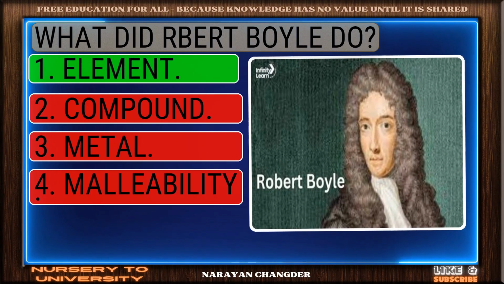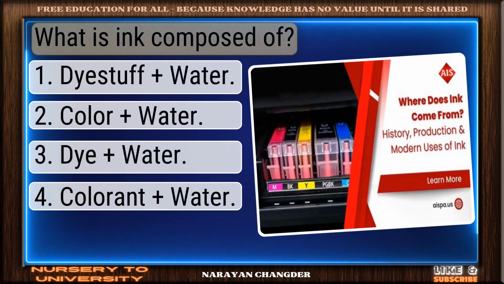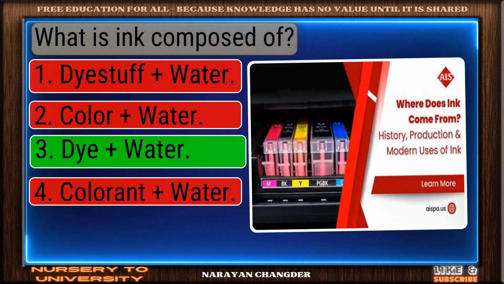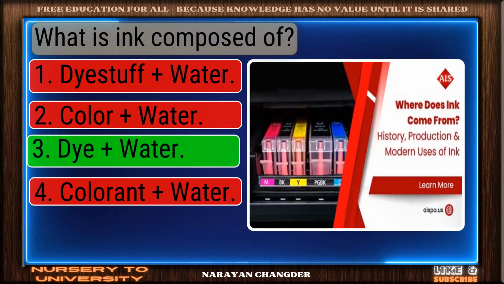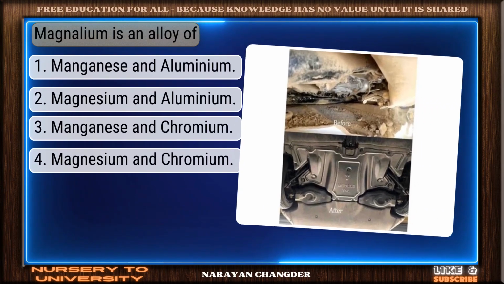Sharp thinking. Element is the right choice. Question number 283. What is ink composed of? Right choice. Pigment plus water is the best answer. Question number 284. Magnesium is an alloy of?